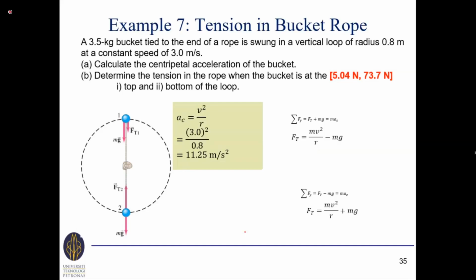I'm giving you 2 minutes for you to do example 7. It's related to the tension in the bucket rope as well. You will calculate for the tension. I'm giving you 2 minutes to try out to find the answer. The answer for A is already in the slide, so proceed to calculate for B. I gave you the final answer in red there, so try this out. I'm giving you 2 minutes for this.